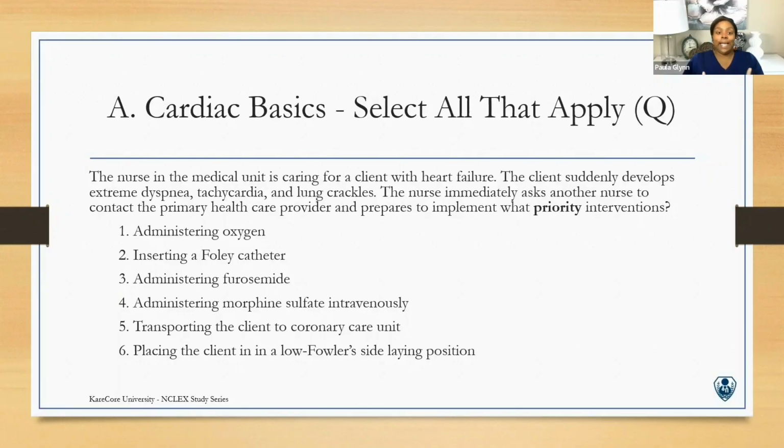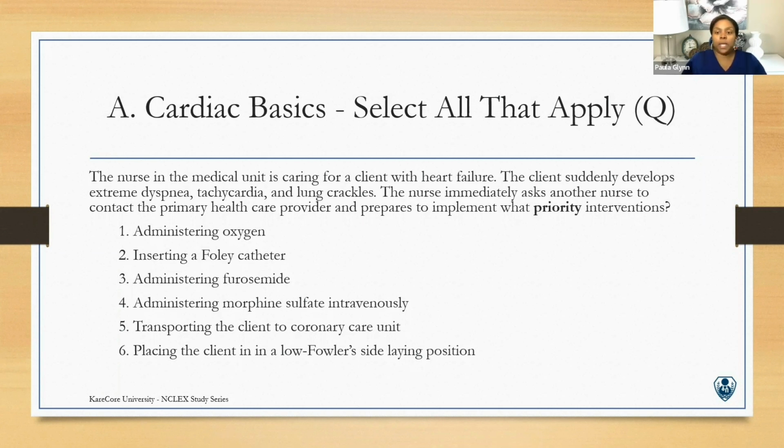So when we look at this question, this is your static question. This is the select all that apply. When looking at this, let's talk about how we're going to approach it. The first thing that you want to do is always pay attention to any type of priorities that come up. You want to identify the question that's being asked. In this instance, we'll go back to the actual question that's being asked. What is the priority intervention? That's the question that's being asked, and that's what you want to review.